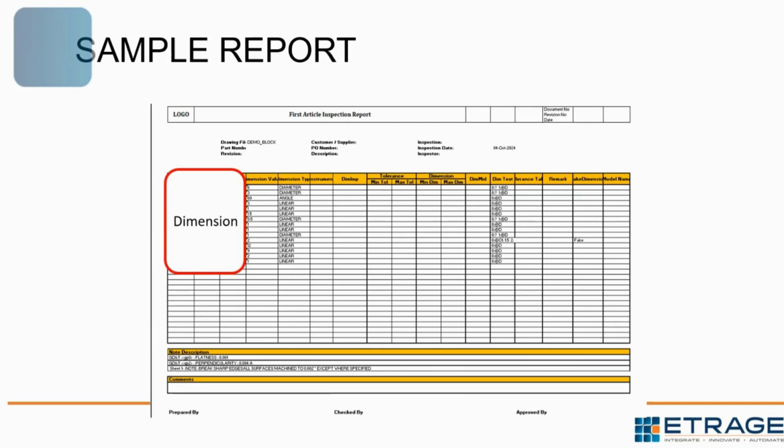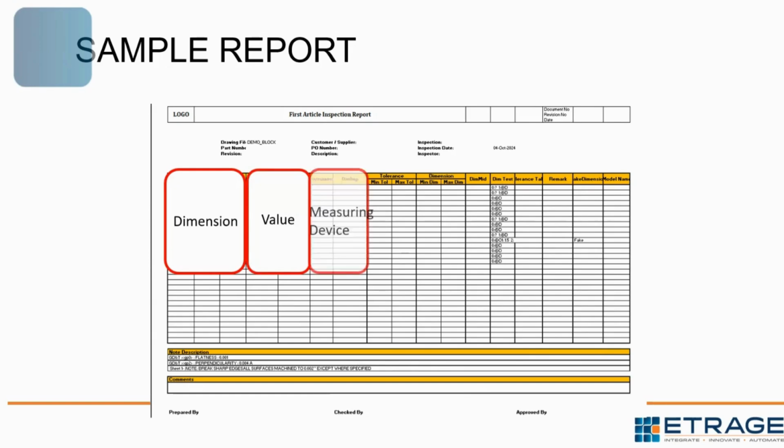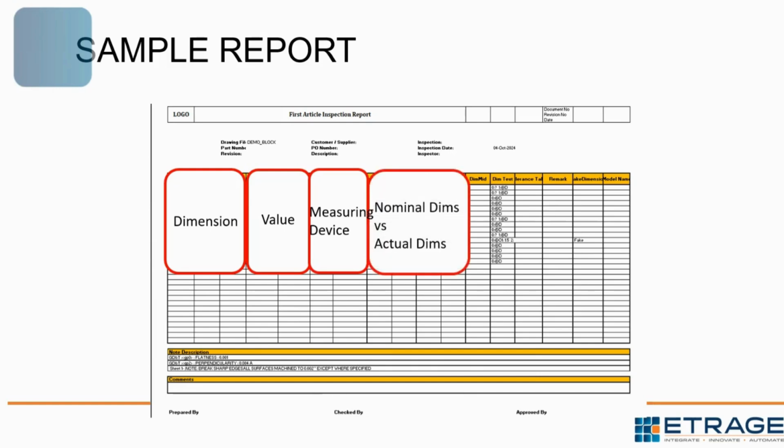You can document all the dimensions on your drawing, and what their values currently are. Your inspection plan covers what device you're going to use to measure them, whether a fixed bed CMM, a portable CMM, or calipers, hand tools, or gauges. Also specify the nominal dimensions, based on design, versus the actual dimensions, based on how they're measured.